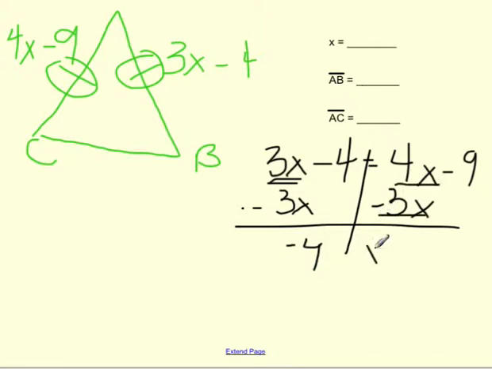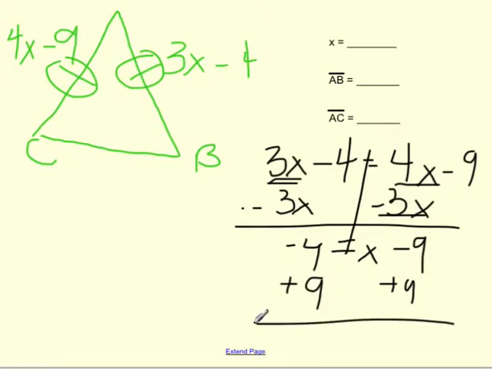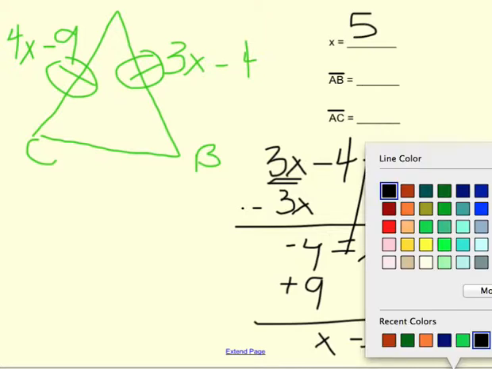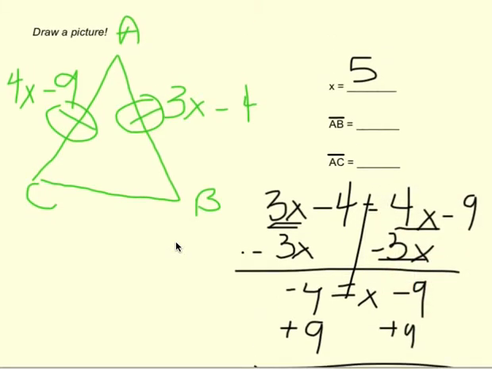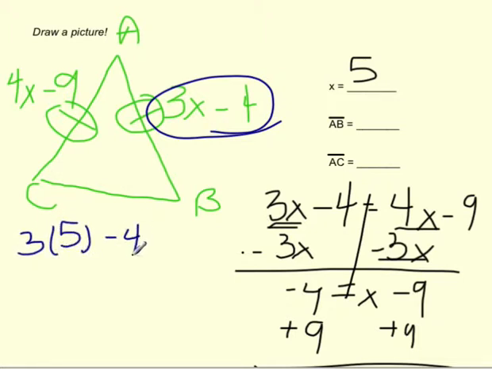4x minus 3x is x, and then minus 9. So then to solve for x, I'm going to do the opposite. Since it's subtracting 9, I'm going to add 9 and end up with x is equal to 5. So to answer that problem, I get that x is equal to 5. Now, let's take a look at finishing what the question asks. So next it wants us to find the measure of AB. Well, AB is 3x minus 4. So I'm going to take out the x and plug in 5, and that's going to give me the measure. So I have 3 times 5, which is 15, and then minus 4. 15 minus 4 is 11. So the length of AB is 11.